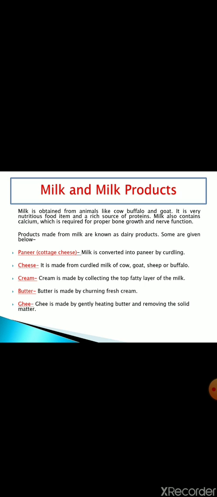Now next is cheese. How is cheese made? It is also made from the curdled milk of cow, goat, sheep or buffalo, and it is a more dried form than the paneer. Now what is cream? Cream is made by collecting the top fatty layer of the milk. You must have seen your mother collecting cream at home. Now butter. Butter is made by churning fresh milk. When you churn the fresh cream which you have stored for some time, you get the butter.